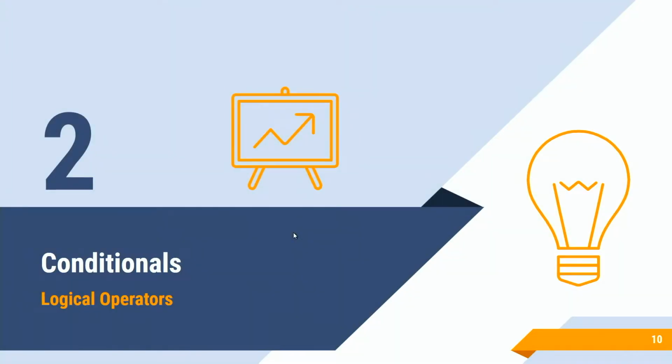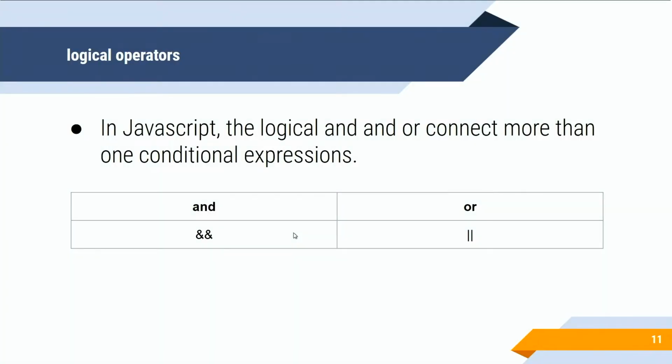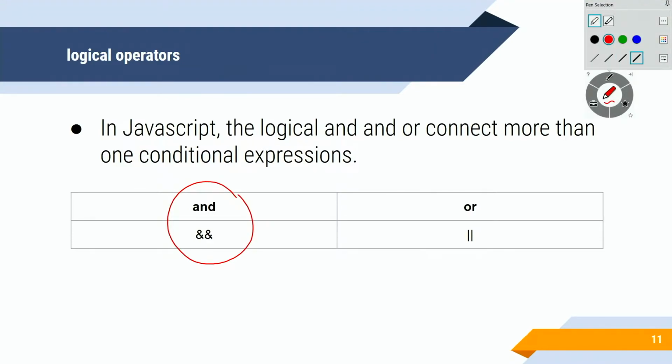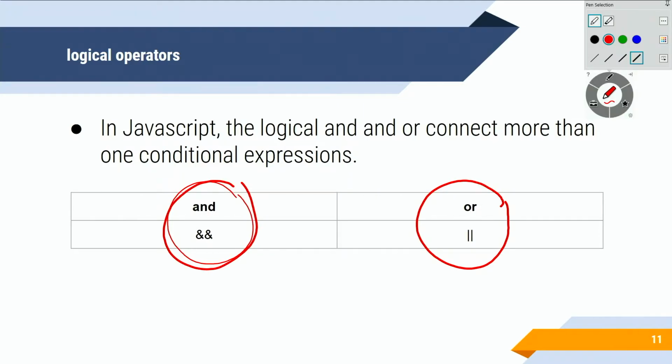Alright, so let's take a look again at logical operators. In JavaScript, the logical AND and OR connect more than one conditional expression. The AND is two ampersands, and the OR is two pipes. The two pipes are the two vertical lines right above the enter key.